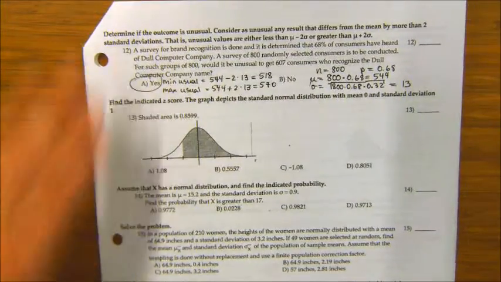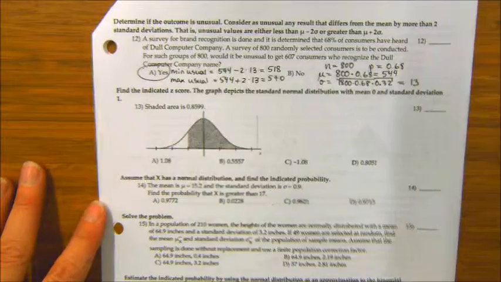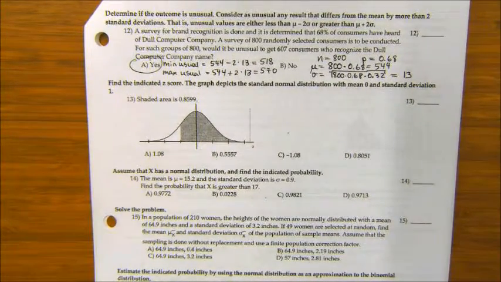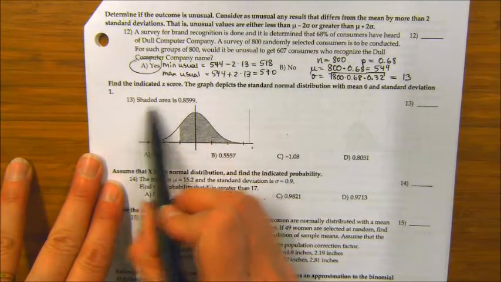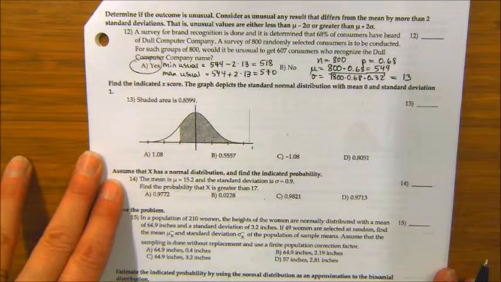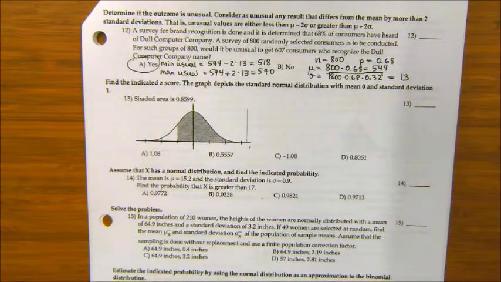All right. Number 13. This is shaded area 0.8599. So we're now going from the binomial to our normal distribution. When you have a normal distribution, you're either going to have a curve drawn, or it's going to specifically say it's normally distributed. This one has a standard normal distribution, which has a mean of 0 and a standard deviation of 1. You can use the table in order to find this, but it's going to be easier to use the normal CDF or the inverse norm.